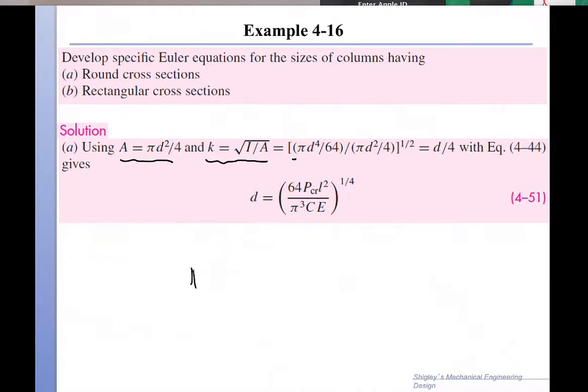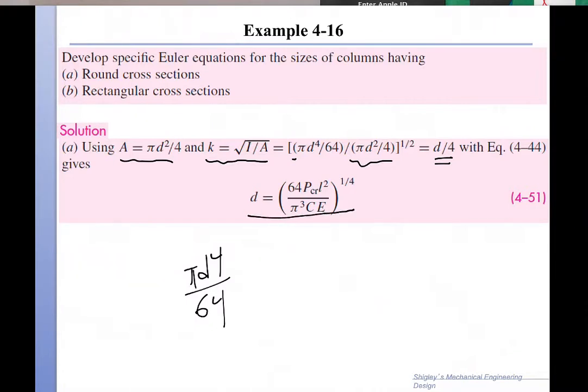I is equal to pi d to the power 4 over 64 for a round cross-section, and the area is pi d squared over 4. We take the square root, so the radius of gyration is just one quarter of the diameter. And therefore, we can find that the diameter that will cause critical buckling is given by this formula here.